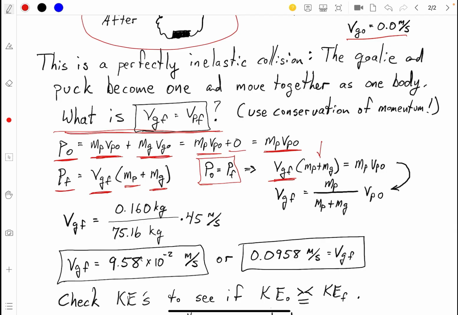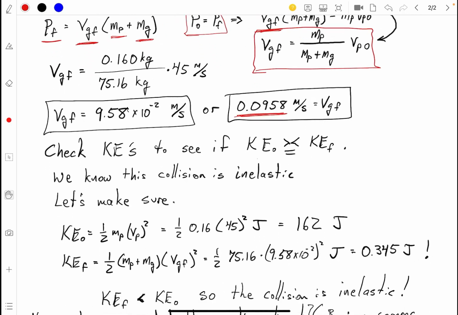And that's how we're going to figure out what this VGF is. So it's easy. We can add these two things together. We know what these two things are. And we do a little algebra, and we end up with this equation right here. Simple. Plug in the numbers, and we get our final velocity of 9.58 times 10 to the minus 2 meters per second. It's very small. If you want to look at it without the scientific notation, it looks like that. And that works pretty well.